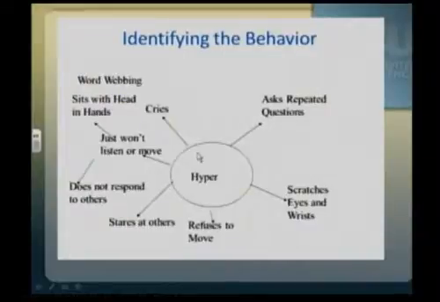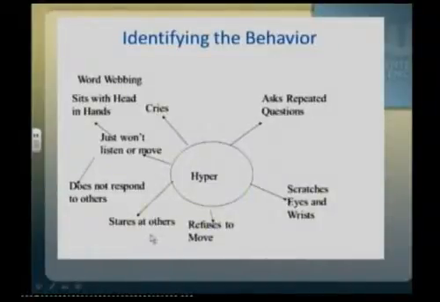Given this web, I was also able to begin to target the specific behaviors that passed the so what test as well. So you can see I can count sitting with head in hands, crying, asking repeated questions, scratching at eyes and wrists, and staring. I can count those behaviors. They pass the potato test. They pass the charades test, but now I have to apply the so what test to each of these behaviors.